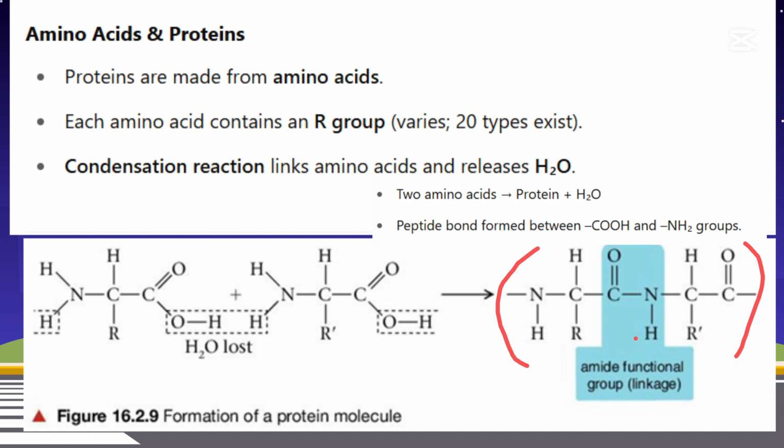The linkage that we have here is still an amide linkage, or we can also call it a peptide linkage. So it's still an amide linkage, the NH and the C double bond O, that's the amide linkage, but we can also call it a peptide linkage. I know you've heard about polypeptides. Yes, this is where it comes from, peptide linkage.